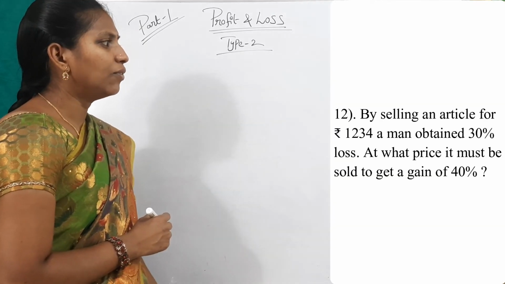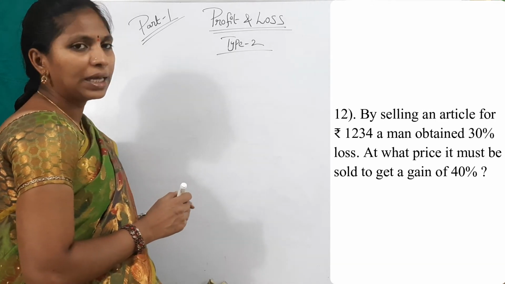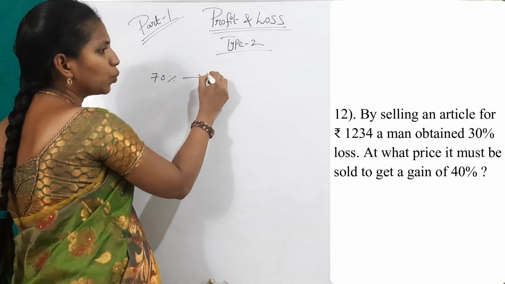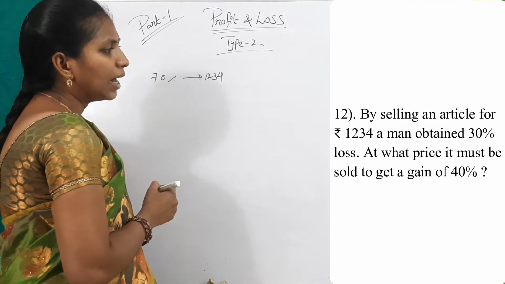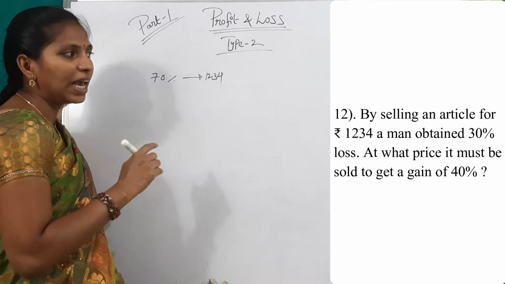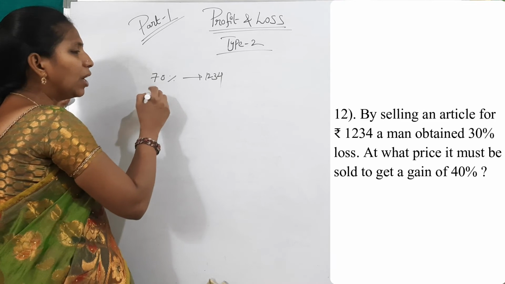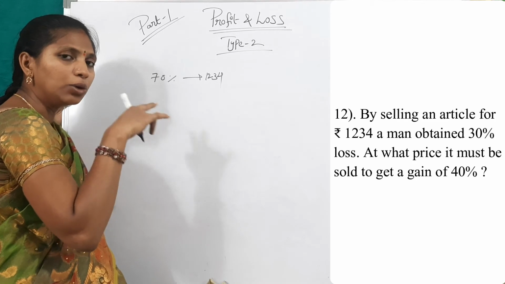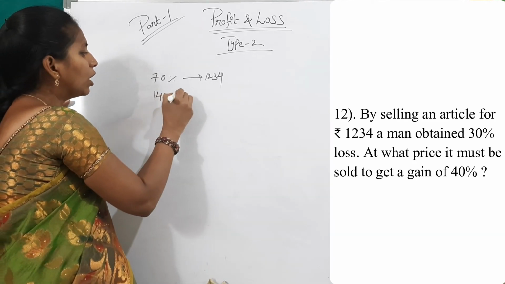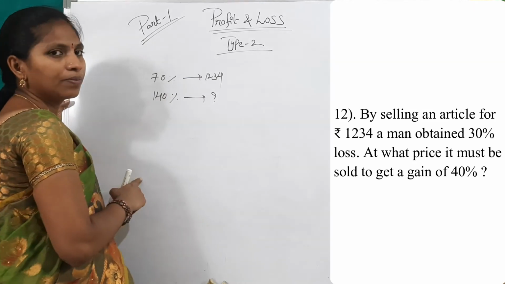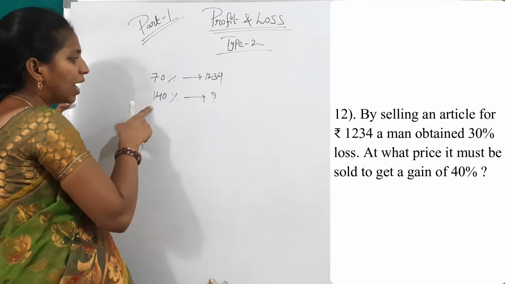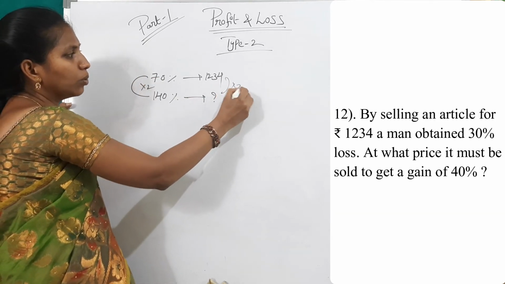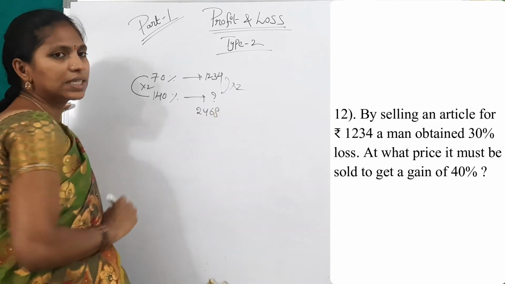By selling an article for 1234 rupees, a man obtained 30% loss. So 70% equals how much? 1234 rupees. And at what price must it be sold to get a gain of 40%? Gain of 40% means cost price is 100%. Add 40 to that 100%. So 140% equals how much? Here 70 equals this much and 140 equals how much? See here, this is doubled. So into 2. What is the result? 2468 is the result.